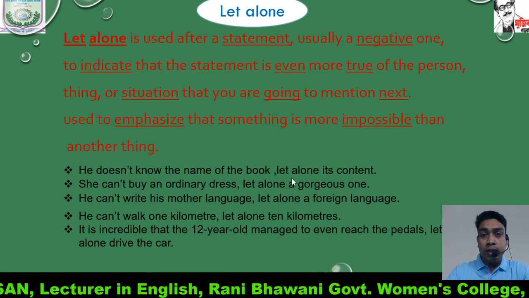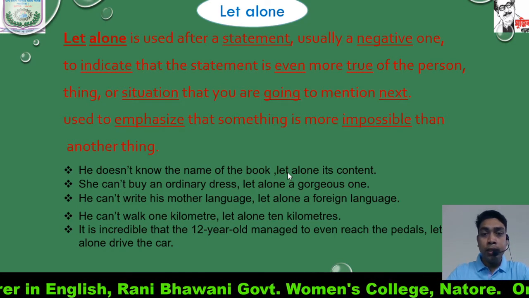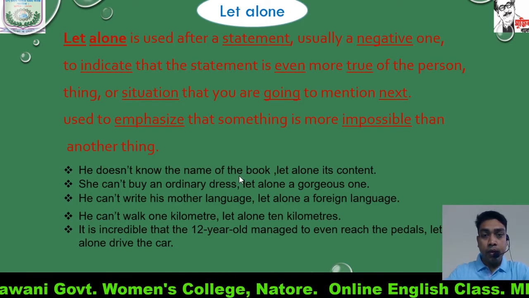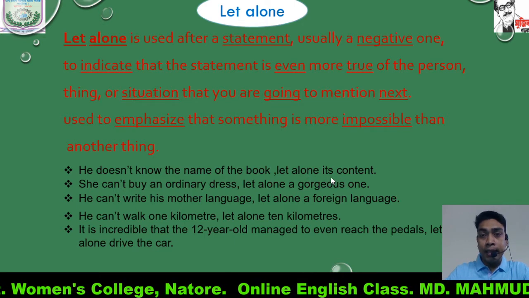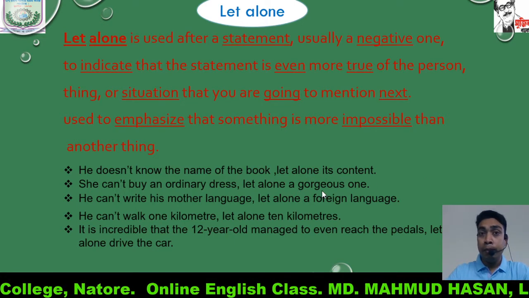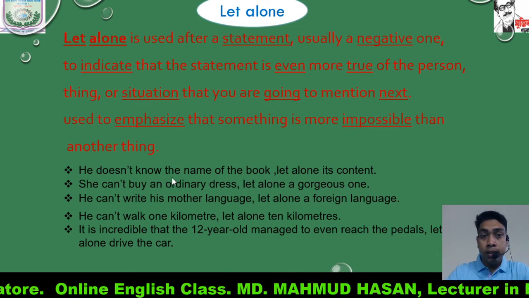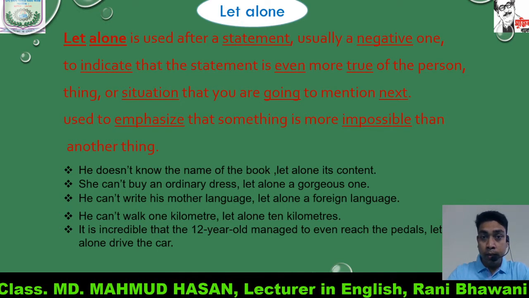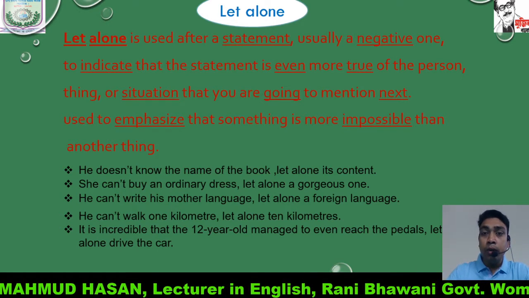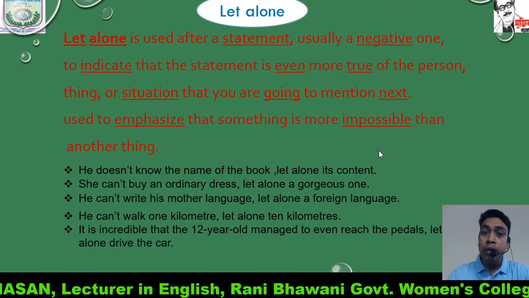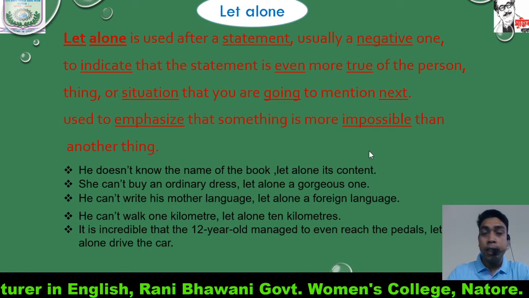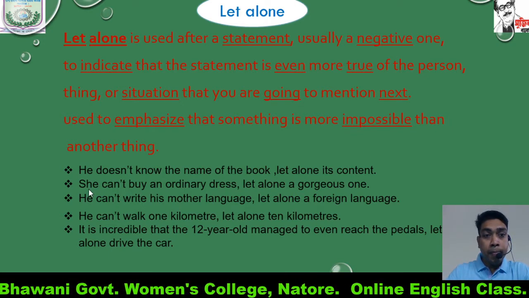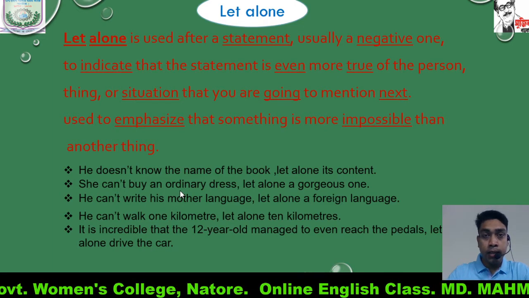In case of negative statements, we use let alone, and what is written in the second section will be more impossible than the first. He does not know the name of the book, and it is quite impossible for him to know its content. Let alone means "so" here.